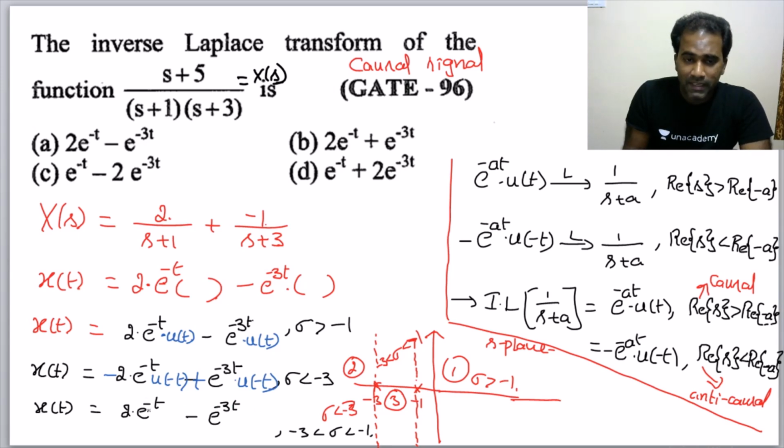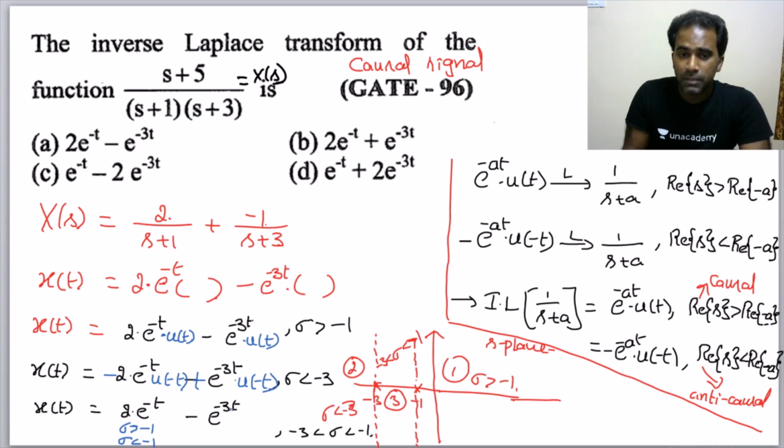Here the pole is -1. If you're talking about only the e power minus t signal, the ROC can be sigma greater than -1, or it can be sigma less than -1 also, based on whether it is U of t here or U of minus t here. If it is U of t, the ROC will be sigma greater than -1. If it is U of minus t here, then it will be sigma less than -1.